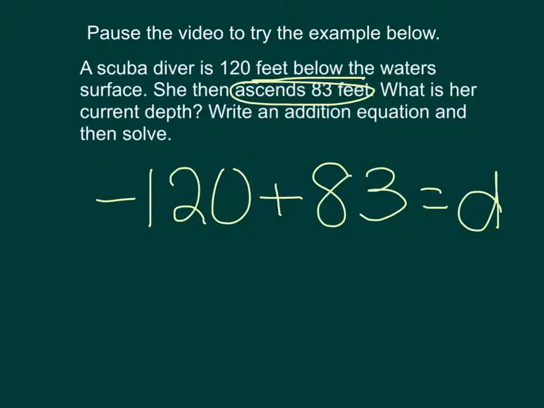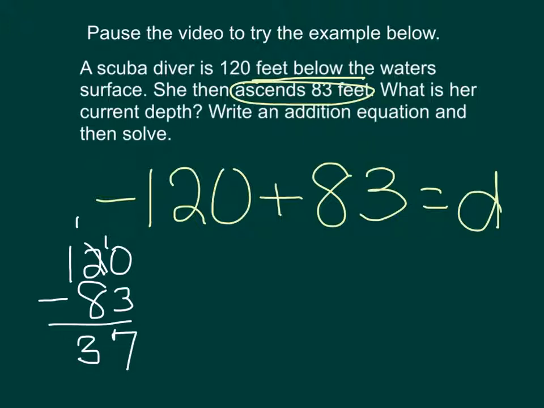So we know that we subtract their absolute values. So we have 120 minus 83. You have to borrow because you could not subtract 3 from 0. So we have 7 and then 3, 37. So your answer is 37.